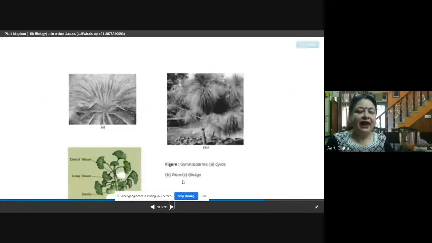Now see the diagram of this. This is cycas, where you will see the leaves. The stem is not branched. And this is pinus. In pinus, you will see the branched stems and the leaves. And this is ginkgo. So these are the examples of gymnosperms.